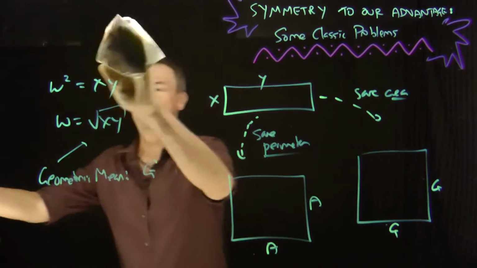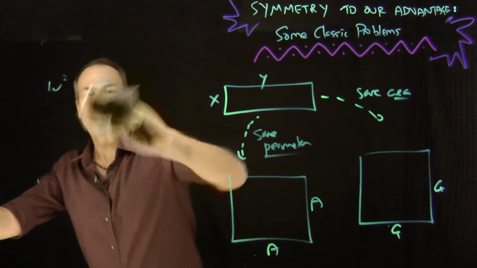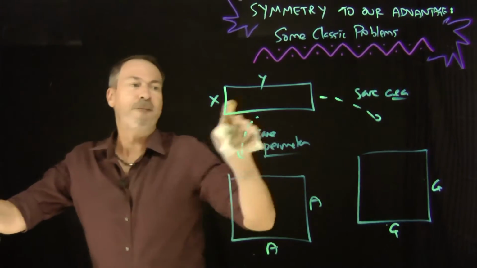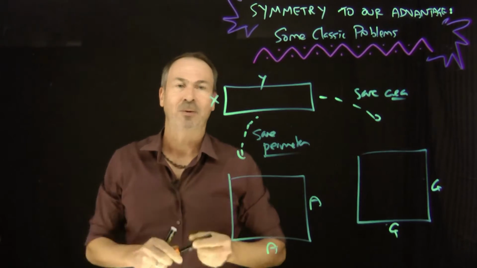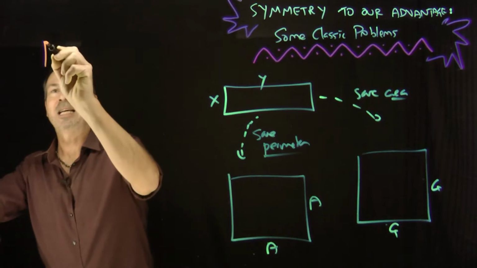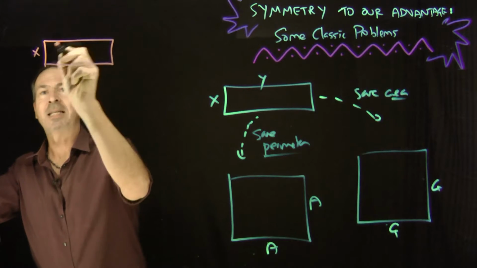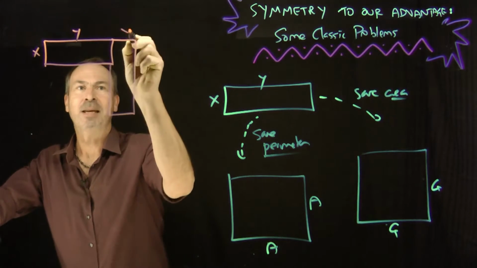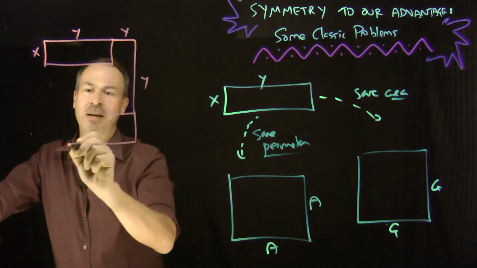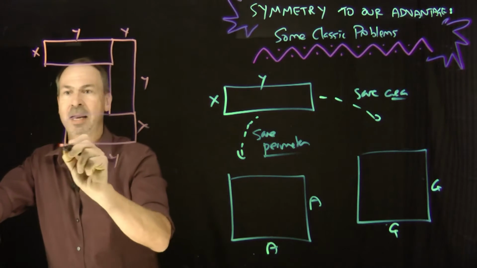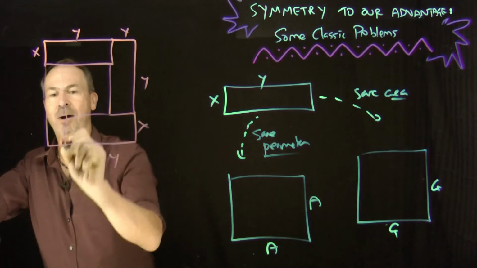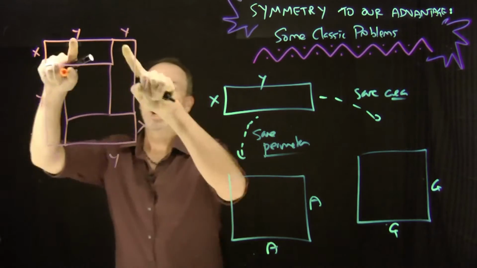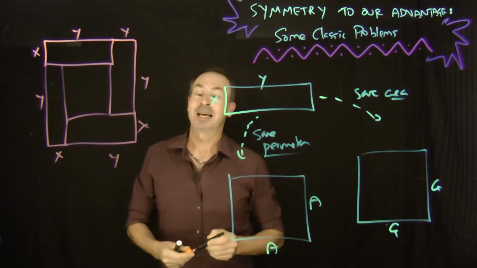But let me show you why. The key is to actually draw 4 copies of the original rectangle and do it like this. Here's my little rectangle, so I'll do x by y. Then I'll do a little extra x and then come down y, x and y. Little extra x and come across y, x and y, and then over by x and up by y, x and y. Arrange those 4 rectangles to make a square.